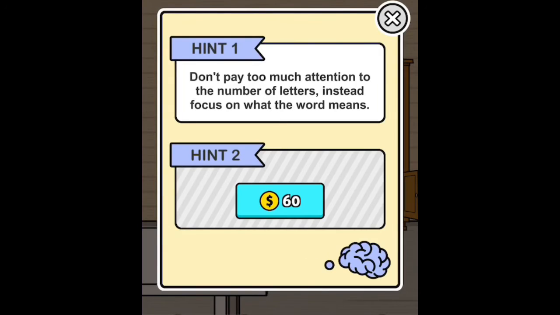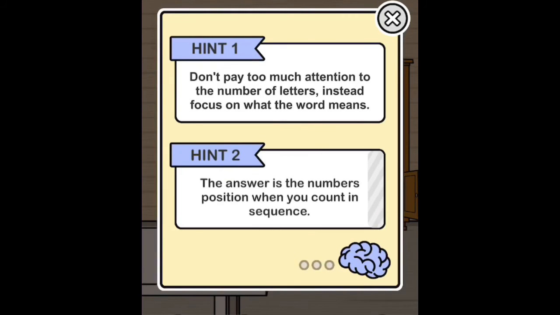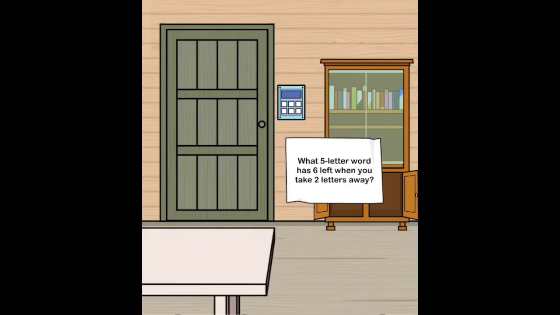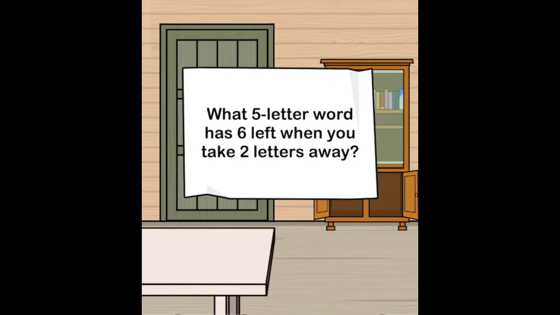Don't pay too much attention to the number of letters. Instead, focus on what the word means. So it means you have a small word, and then you take letters away, and it turns into a bigger word. I'm overthinking this. Should I pay for the second hint? I'm going to pay for the second hint. The answer is the number's position when you count in sequence. Duh. Okay, so what five-letter word has six letters left when you take two letters away?